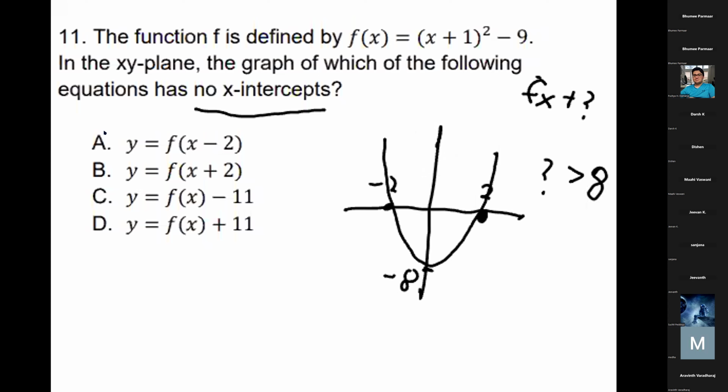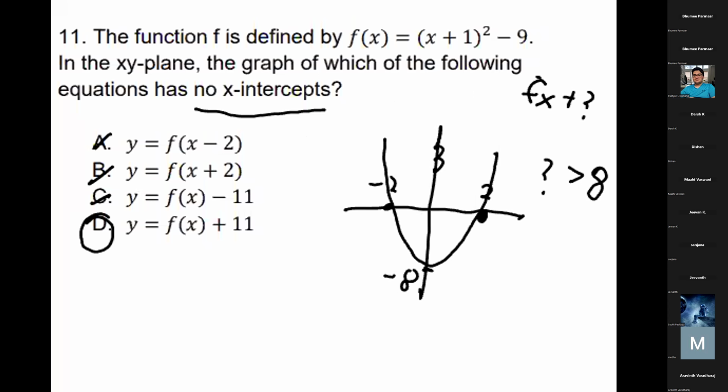This one wouldn't work because that's not greater than 8. This one's also not. This one we have minus 11. Well, negative 11 is not greater than 8. Positive 11 is greater than 8. It should be f of x plus 11, where this entire graph would be shifted up 11. So this would be negative 8 plus 11. So this would be at what? 3. So that would mean there's no x-intercepts.